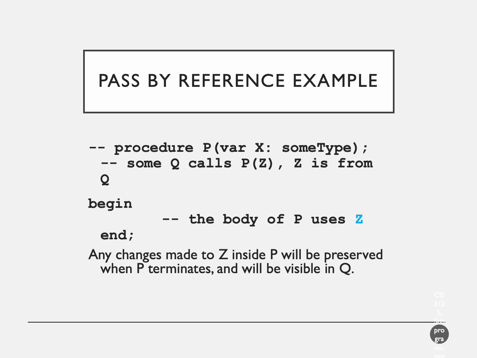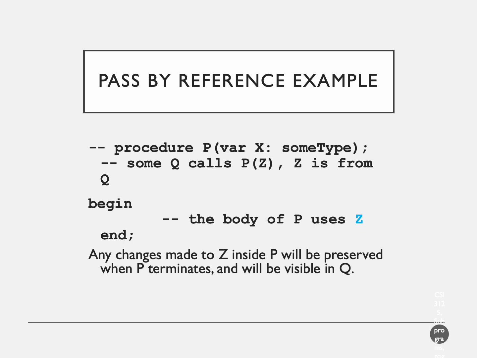Now, inside P, any modifications to X will affect the variable Z in Q since X and Z refer to the same memory location. For example, if X is assigned a new value, Z will hold this new value once P completes.